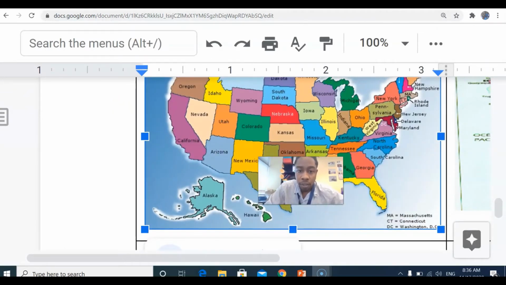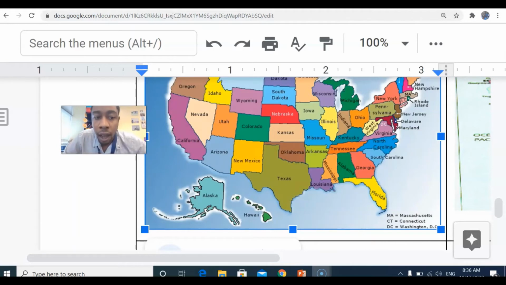So, I would say, está al oeste de Texas, está al este de Arizona, está al sur de Colorado. Yes, the answer would be New Mexico. Al oeste de Texas, al este de Arizona, y al sur de Colorado would be New Mexico.